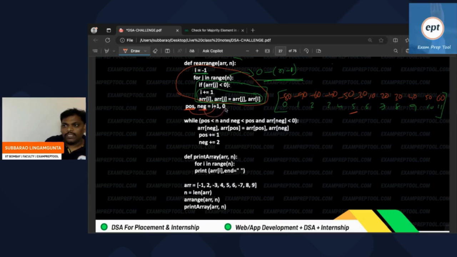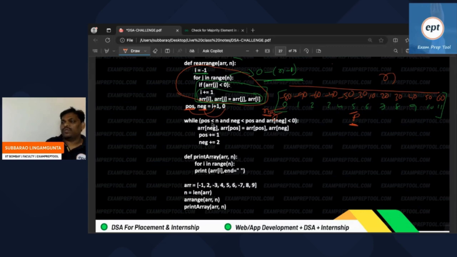Negative is equal to the initial position. So I am taking two variables: negative is this, positive is this. At the end of the partition, negative is this, positive is this. Now you have to do one small story. Negative is 0, positive is 5. Assume the length of the array is n. Negative is 0, positive is n.